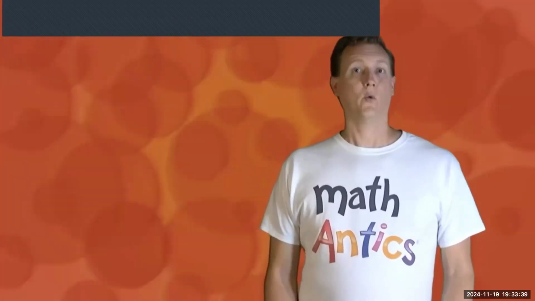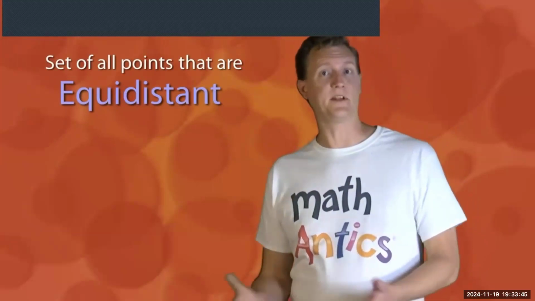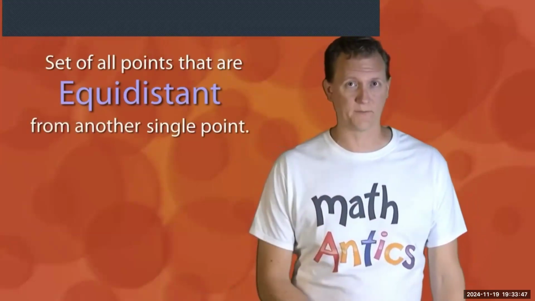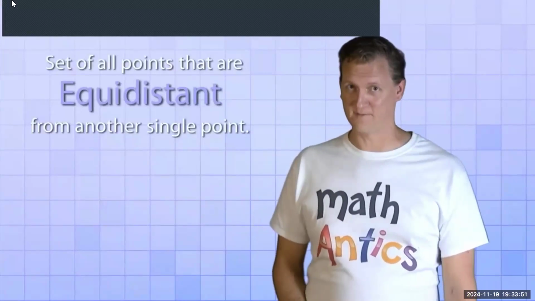Thanks, Grog. In fact, you probably see circles almost everywhere you turn. But mathematically, what is a circle? Well, in geometry, a circle is defined as the set of all points that are equidistant, or the same distance, from another single point. And the best way to understand what that means is to see it in action.